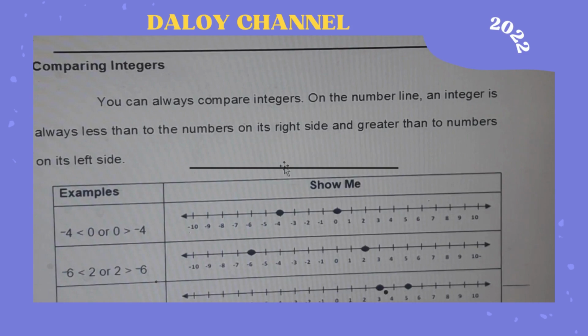So, if we take into consideration the inequality statement about this, for example, using the dots at negative 4 and positive 4, if we compare these two numbers to 0, you'll notice that negative 4 is less than 0, or it can also be read as 0 is greater than negative 4. Another example, negative 6 compared to 2. In this case, negative 6 is less than 2, or 2 is greater than negative 6. Another example, comparing 3 and 5. So 3 is less than 5, or 5 is greater than 3.